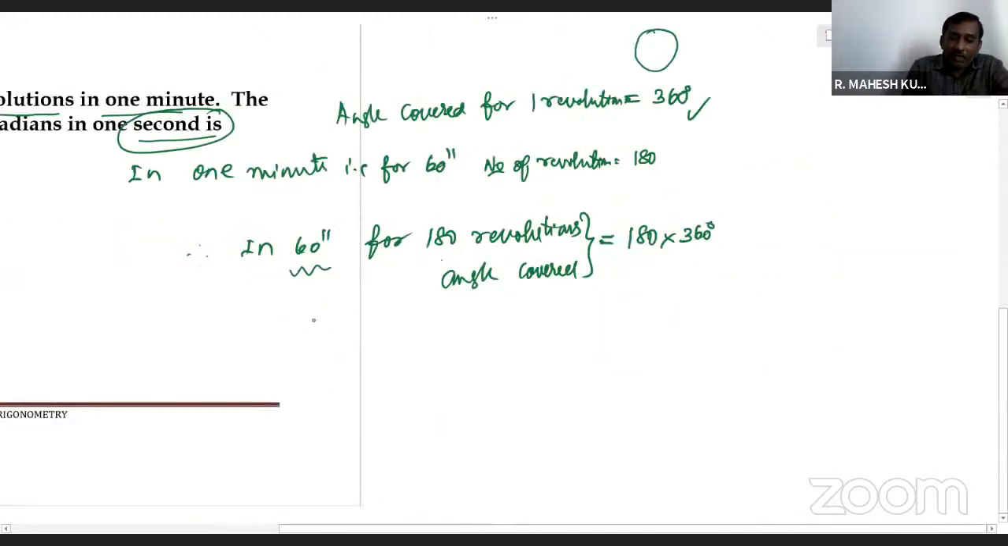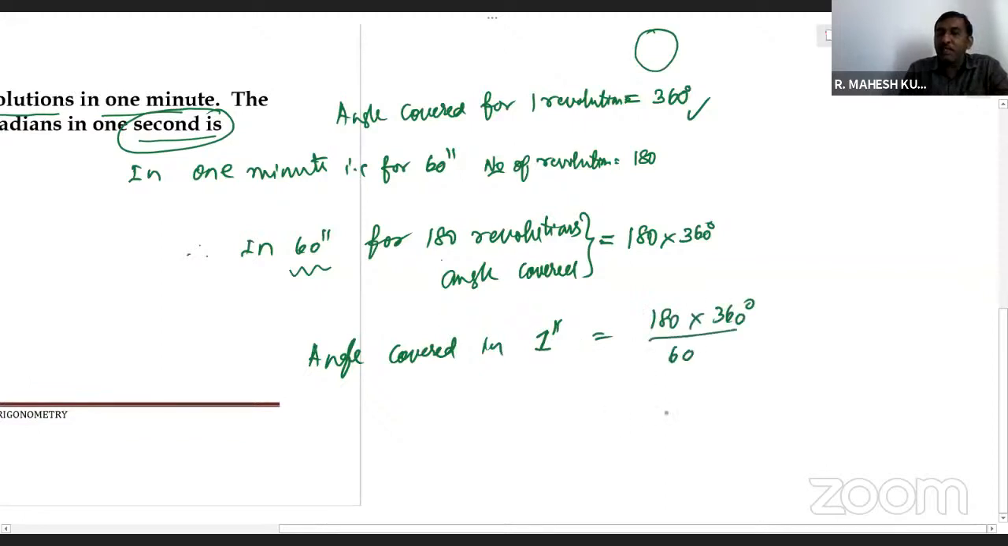So therefore, angle covered in 1 second, right? 1 second is given by 180 into 360 degrees divided by 60. You have to do that. 6 times it goes, right? So what is that? You'll have 0. So you get 48. So 6 plus 4, how much do you get?